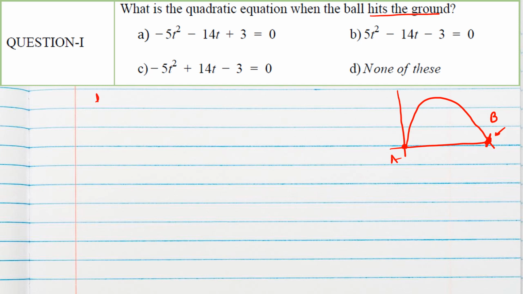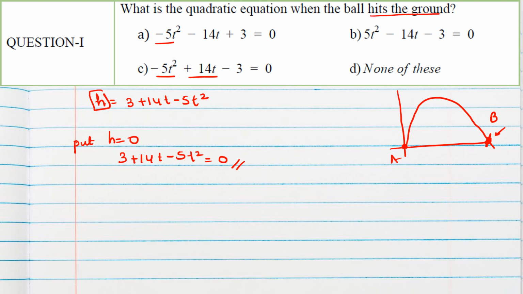So we are given that height is represented by 3 plus 14t minus 5t square. Now h is 0, so we'll put h equal to 0 here. So 3 plus 14t minus 5t square equal to 0. This is our required quadratic equation. But here we have to check the minus 5t square in options A and C. Then plus 14t we have, but minus 3 is not there, because it is plus 3. So these two options will go.